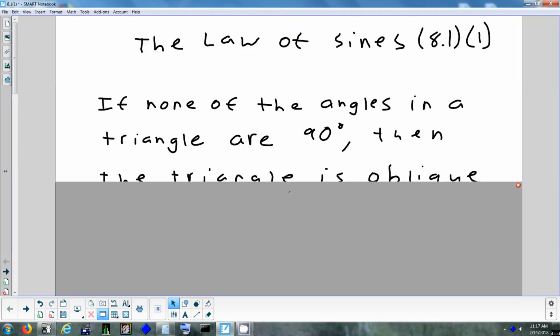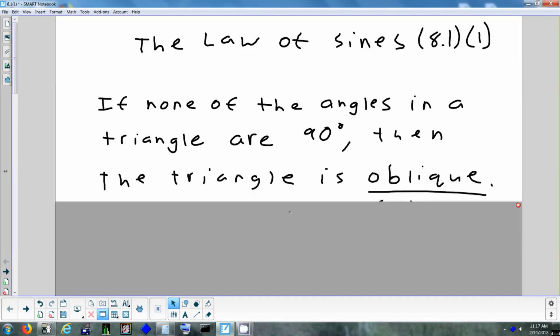Okay? So if a triangle doesn't have a hypotenuse, it's called an oblique triangle. You cannot use the Pythagorean theorem on an oblique triangle. Pythagorean theorem only works on triangles with a 90. It doesn't work in other places. You also can't do SOHCAHTOA, because SOHCAHTOA is opposite over hypotenuse, adjacent over hypotenuse. You don't have hypotenuse. So you've got to do something a little different.